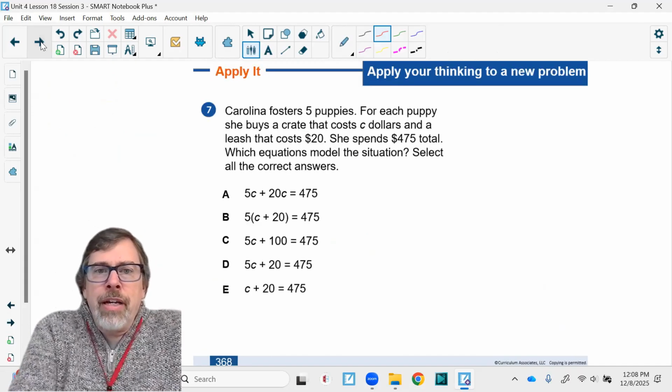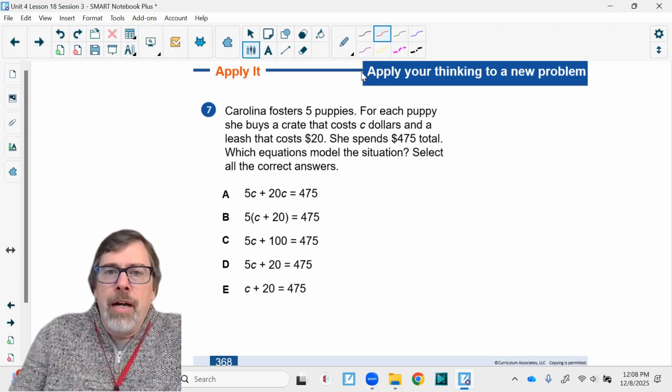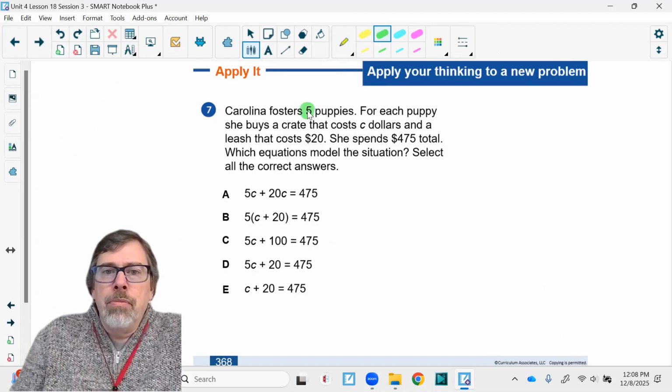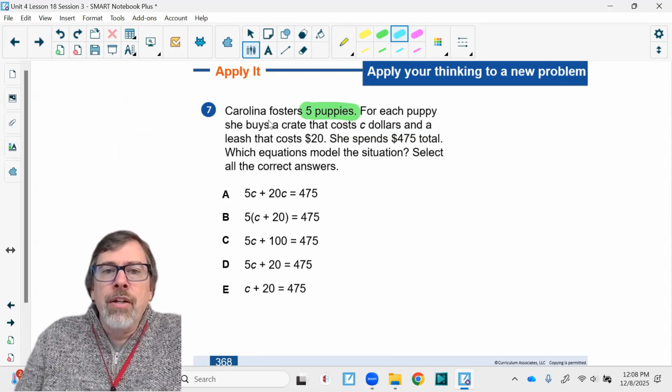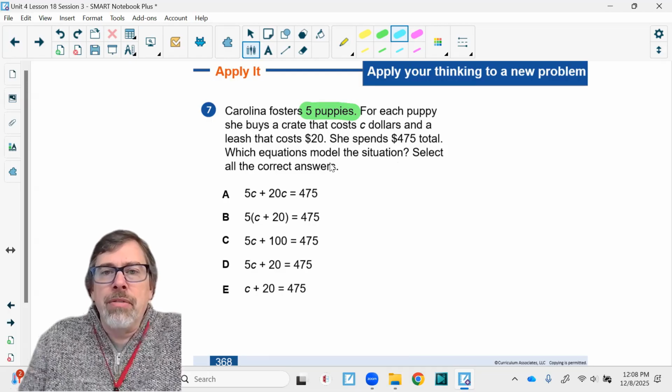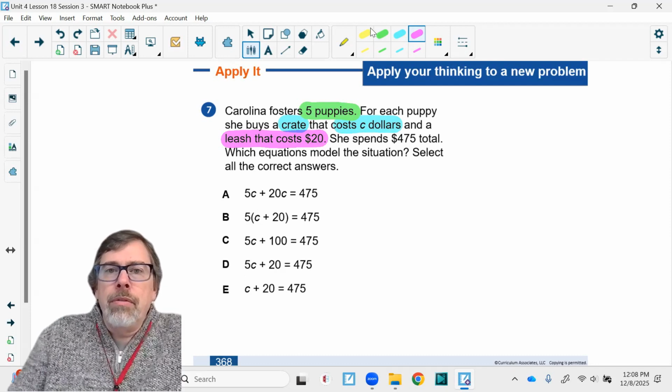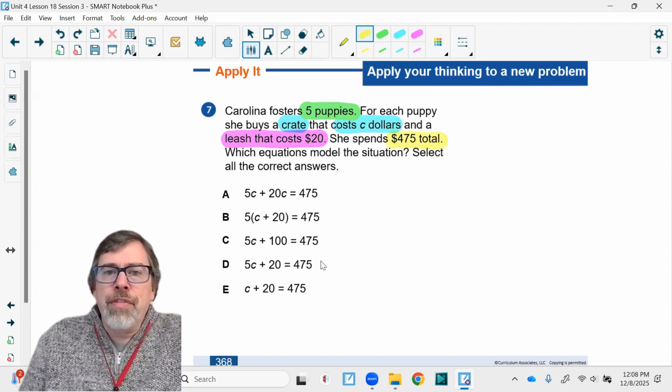Now it says Carolina fosters 5 puppies. Highlight, stop. Don't read too fast and too far into a problem. You're just going to be reading it over and over without getting any understanding. So Carolina is going to foster 5 puppies. For each puppy, she buys a crate that costs $C and a leash that costs $20. Total amount spent was $475.